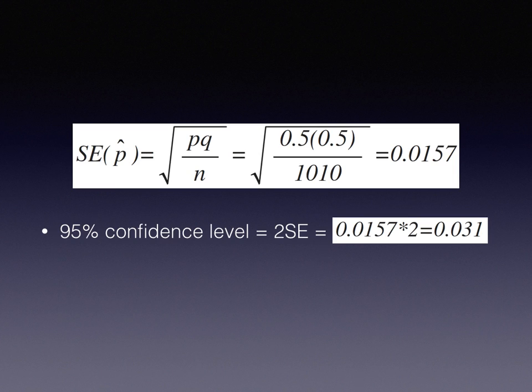So again, we would use standard error because standard error shows the distance from the mean. And so 0.5 times 0.5 all divided by 1010 equals 0.0157. And at a 95% confidence level, it's 2 standard errors from the mean. So that's going to be equal to 0.031, which is pretty much what the organization said. Their margin of error was 0.03. So that is how they got that margin of error.